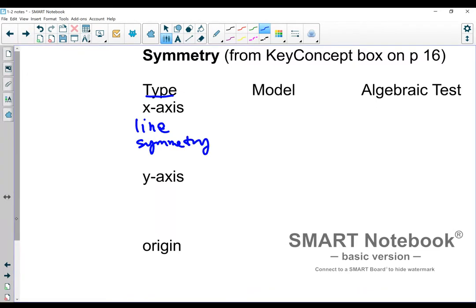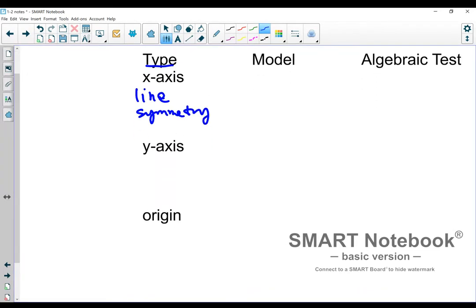Let's see, my y-axis is also line symmetry. Again, you're reflecting it over the line. But the origin is point symmetry. So it's really like rotating the graph around a point. So different kinds of symmetry.